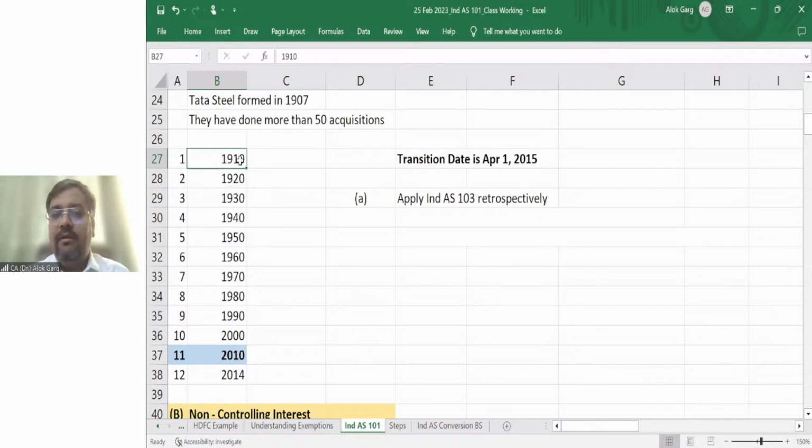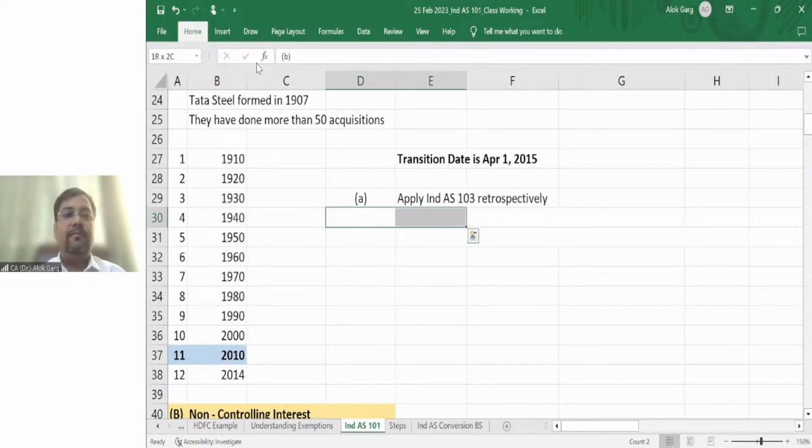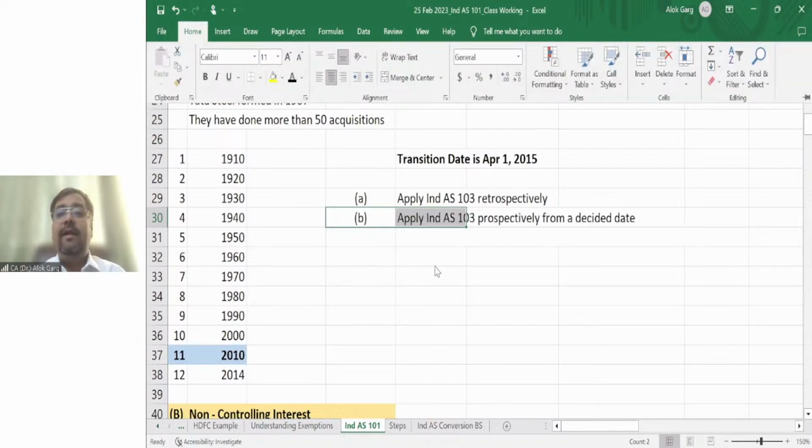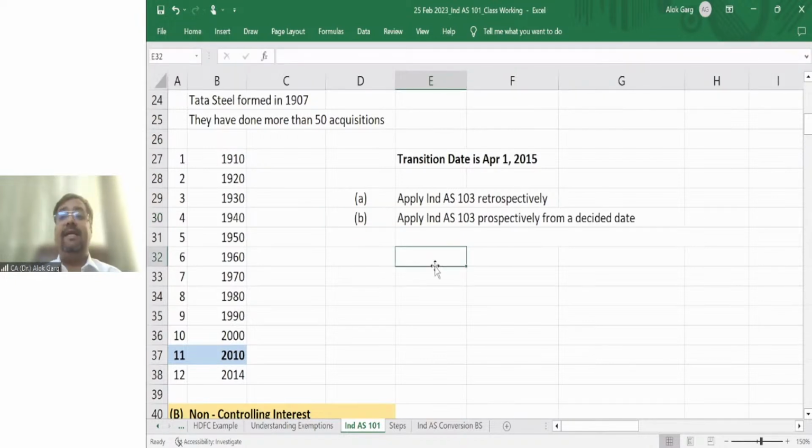This is not possible. I cannot apply Ind AS 103 for the acquisitions which I did in 1910, 20, 30, 40, 50, 60, 70, 80, 90, 2000 even, right? 2010 or 2014 is very close to 2015. But these acquisitions I cannot restate. The standard says don't worry. You can do one thing: apply Ind AS 103 prospectively from a decided date.